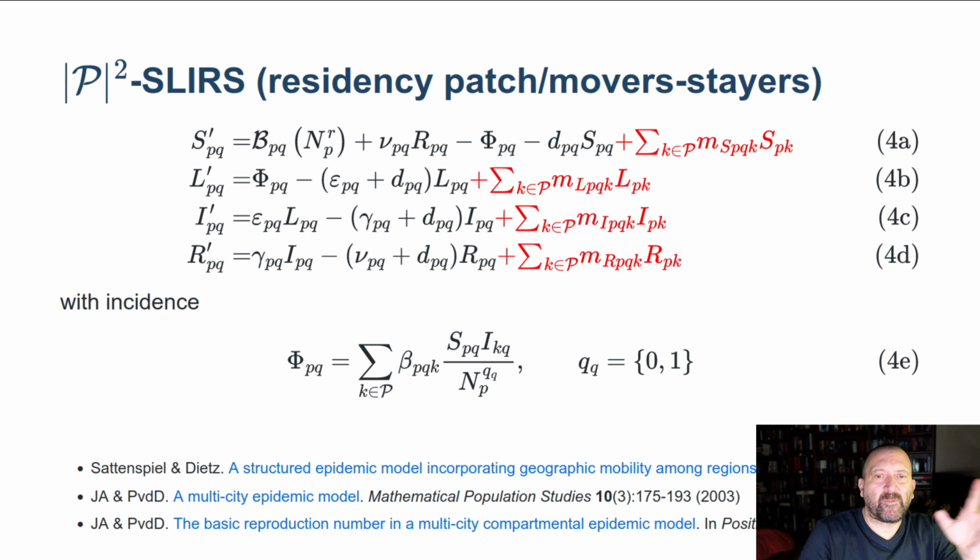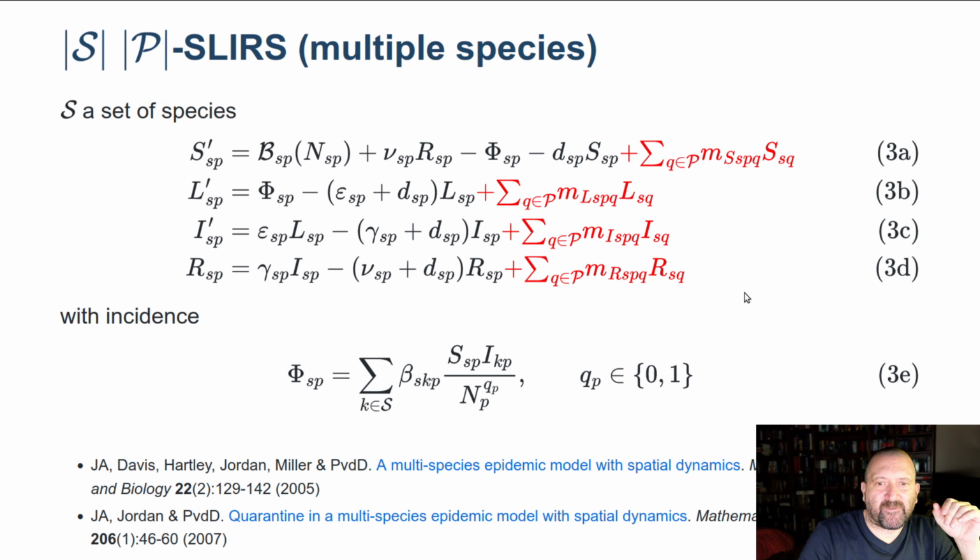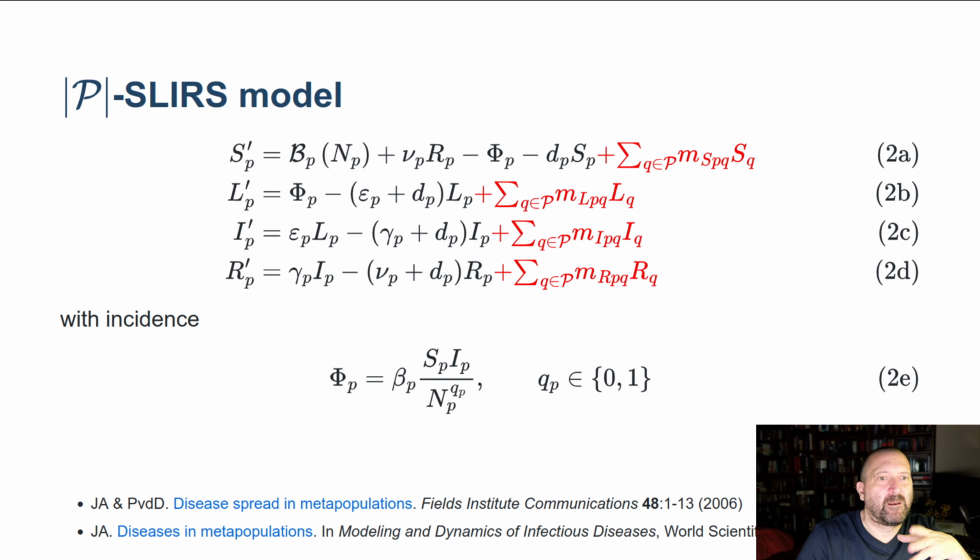If you think about the two models we've seen thus far, let me take the simplest one to explain this. In this model, when you are in patch, say, Q, so Q not equal to P, and you move to patch P through this movement rate, you become resident in patch P. Individuals who move from another patch into the current patch become residents of that patch.